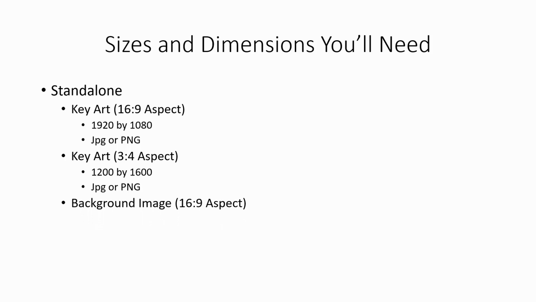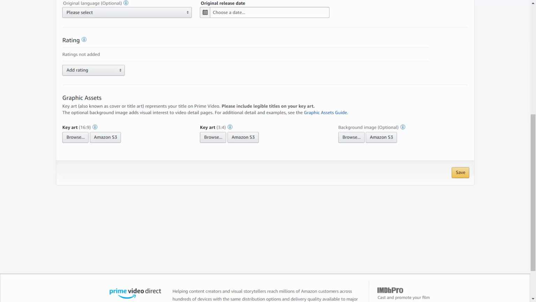Now, there's also space for a background image, and it'll need to be 1920 by 1080, JPEG or PNG, and once again, it's going to be optional because it's only designed to convey mood on certain devices. And you'll see that here in the standalone upload section, where the second key art piece is 3:4.